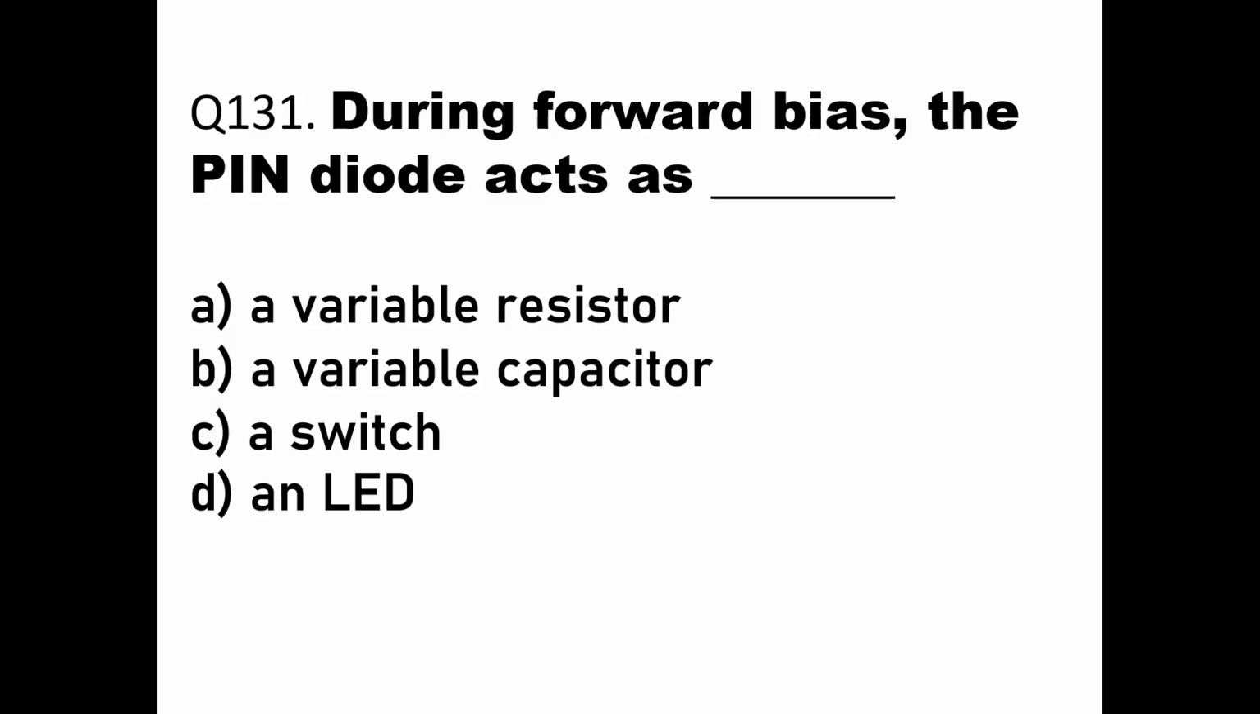Now the PIN diode is a diode which has P type of material, intrinsic material, and N type of material. And that intrinsic material is adding to the depletion layer. Now when you forward bias the diode, the depletion layer will decrease. That means the resistance across the diode will decrease. That means when it is forward biased, the PIN diode acts as a variable resistor. So here the option should be a variable resistor. Okay. Next we'll go to the next question.